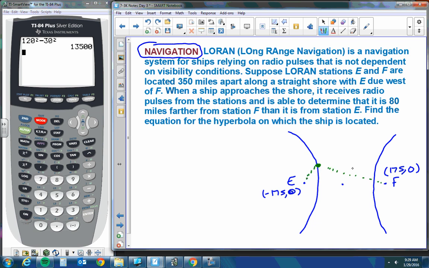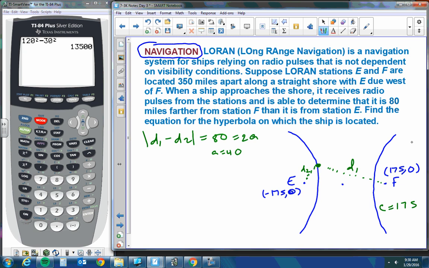I'm just going to call one of these D1, the other one D2. It doesn't matter which one you call D1 or D2. And once again, if it's a hyperbola, then the difference between those distances is a constant. But if it says that the station's 80 miles farther, then that means the difference is 80 miles. We know that difference always works out to 2a, which means we know that a is 40. And we already knew that c was 175, right? So look, we're almost there.